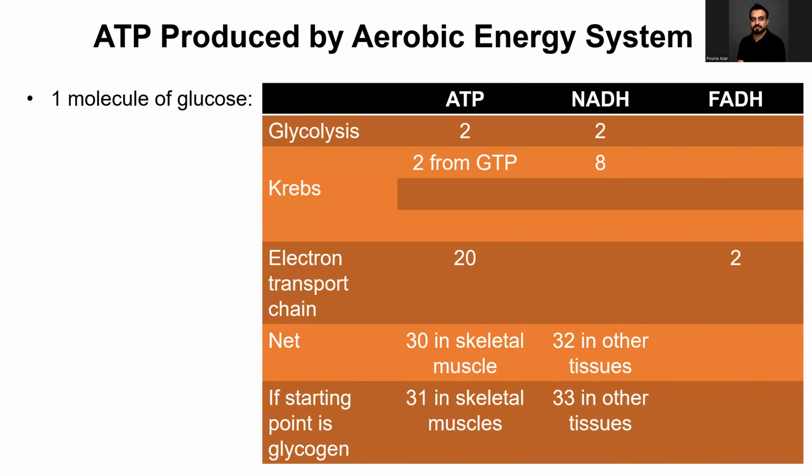And this table summarizes the amount of ATP molecules we get from one molecule of glucose. You don't have to remember these numbers, but they are important just to know the main differences. That's all.